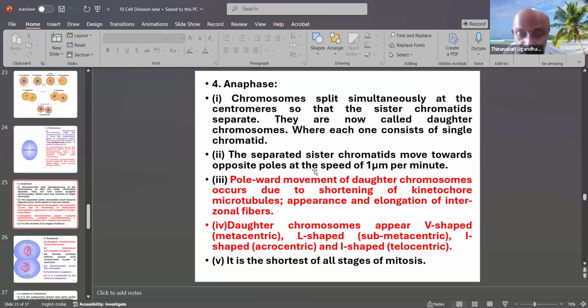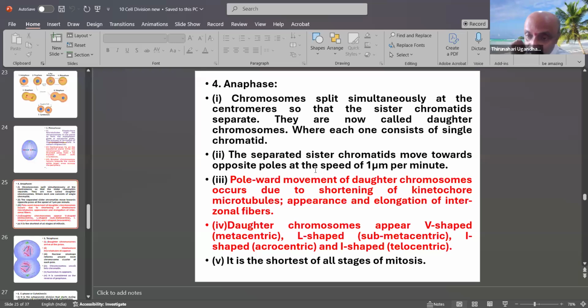Then anaphase, the fourth stage. The chromosomes split simultaneously at the centromeres, so that the sister chromatids separate. They are now called daughter chromosomes. The chromosomes are elongated, tubular, and linear, and are called daughter chromosomes.